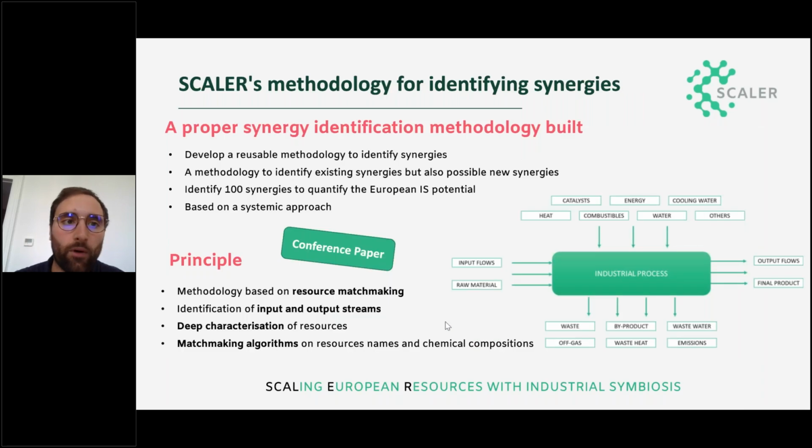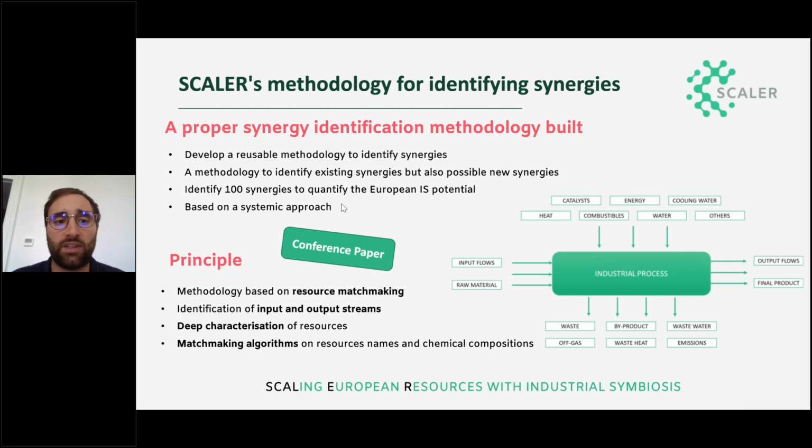So in our objective to find 100 relevant and promising synergies, with the Scalar project, we developed our own methodology and identification tool. So the objective was to develop a reusable methodology to identify synergy. For this methodology, it was really important to be able to identify existing synergy, but also innovative and new synergies. And with that methodology, we identified 100 synergies, and we used this result to quantify the European potential for these 100 synergies.